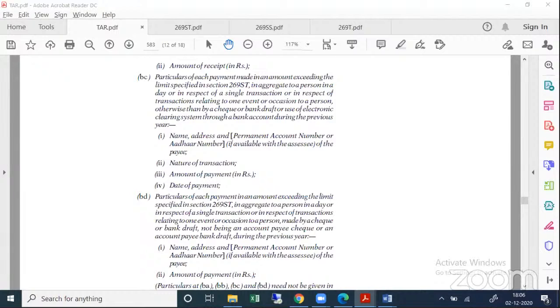इनका जो व्यू है वो ये है कि जो पर्सन पेमेंट कर रहा है, उसका ऑडिटर रिपोर्टिंग करेगा here. वो क्यों रिपोर्ट करेगा? पेमेंट कर रहा है उसका ऑडिटर will be reporting in 269ST.